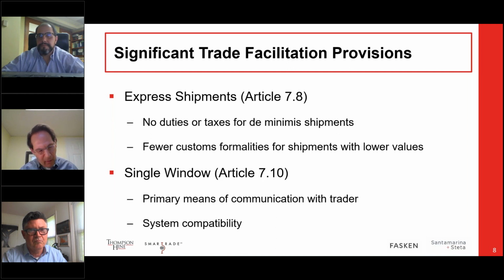The USMCA also addressed the issue of low-value shipments, under which fewer customs formalities are required. For the US and Mexico, it's $2,500 US. For Canada, it's $3,300 Canadian, which works out to a little bit under $2,500 US. And again, the lesser customs formalities are only a commercial invoice. There's no need to provide origin documents.